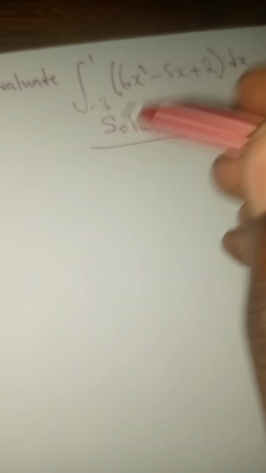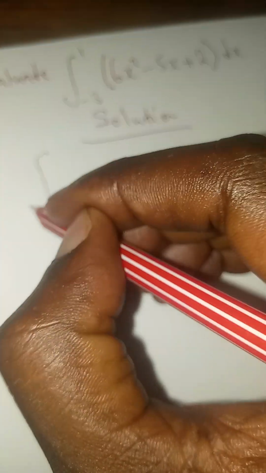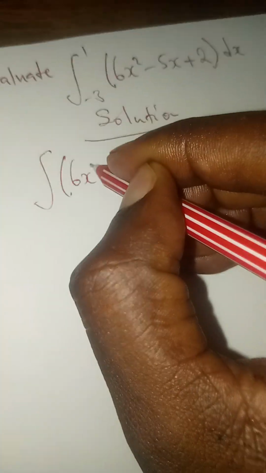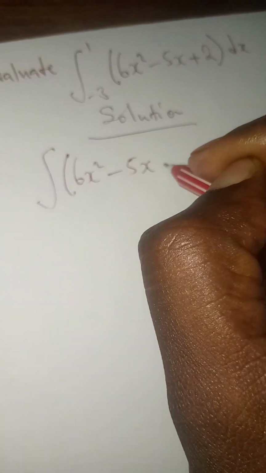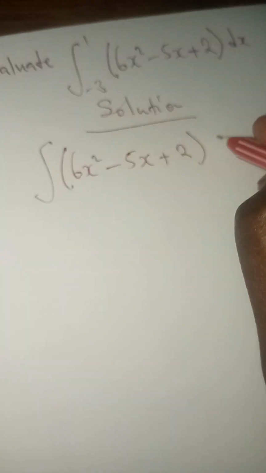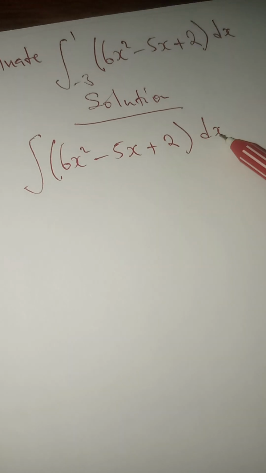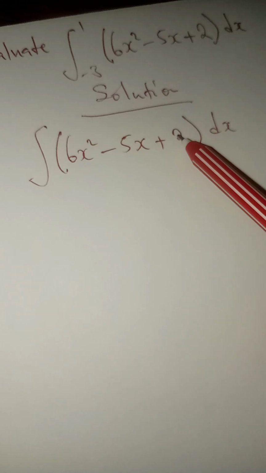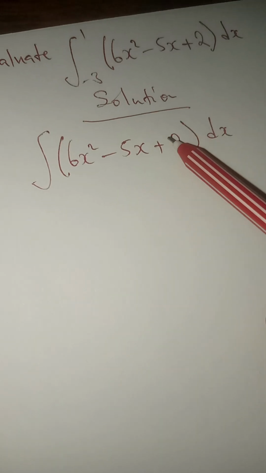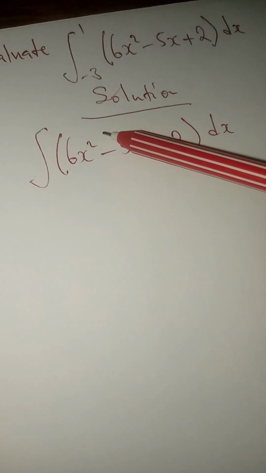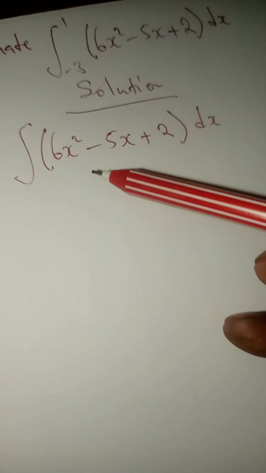Let's write the solution. The first thing we do, we find the antiderivative. So how do we find the antiderivative of 6x squared minus 5x plus 2 dx? In short, we multiply by x for every term here. After multiplying, the power that we get, we divide by that power. Each term we divide by its power.